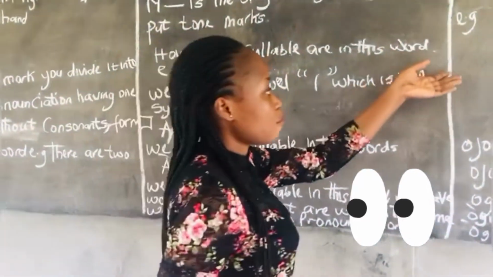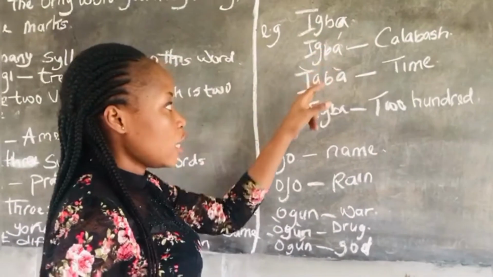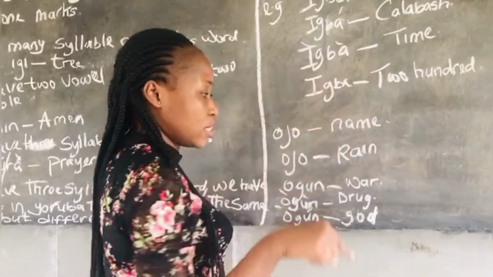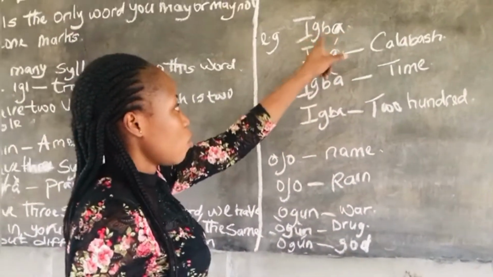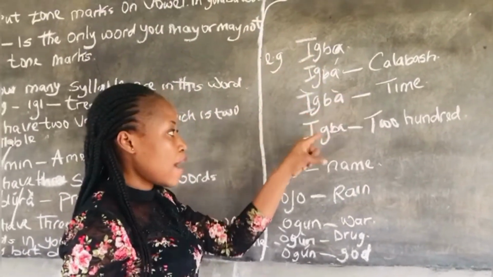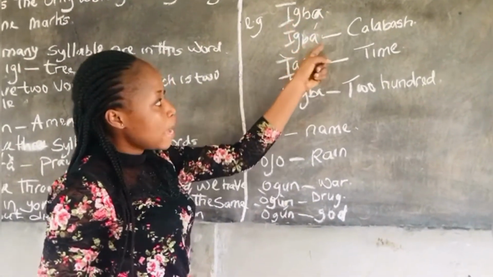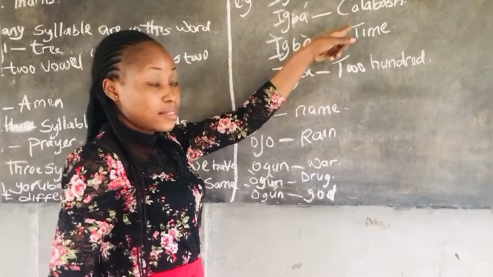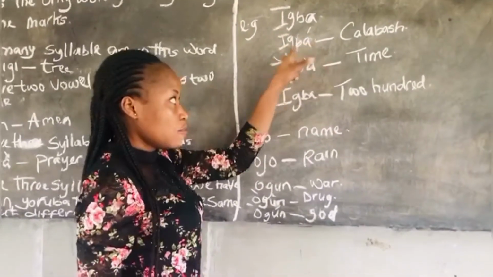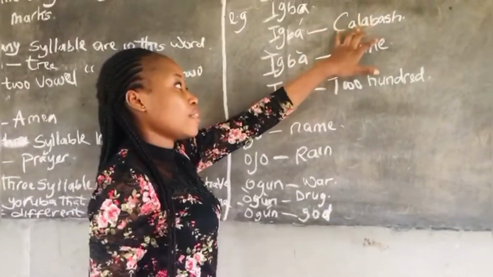And for example, we have igba. When we say igba, if you do not put a tone mark, we don't know, maybe it's calabash, maybe it's time, maybe it's 200 that you're talking about. So if you do not put any mark on it, we will not know which one of these words you are talking about. So igba, calabash, remi, the vowel that is there, so it's me. So when you put it there, we understand that you're talking about calabash.